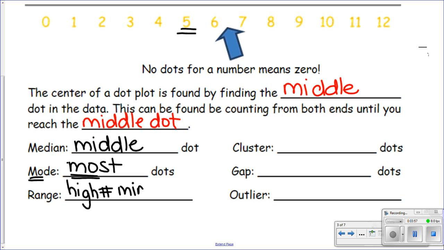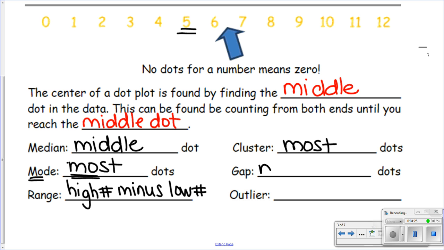For range, range has to do with the bottom scale, so it's the high number minus the low number. And in this case, it would be the minutes that we're talking about, so 12 minus 0 would be 12. That would be the range. Cluster is where we find the most dots. This is different than the mode because mode asks you for one answer, where cluster could be where there's a lot of the dots all together.